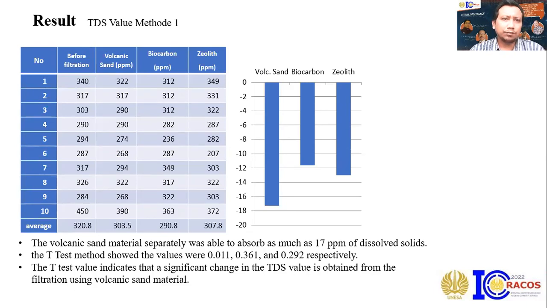The results of TDS value in method 1. The volcanic sand material separately was able to absorb as much as 17 ppm of dissolved solid. The t-test method showed the values of volcanic sand are significant, but for the others, biocarbon and zeolite, it is not significant. The t-test values indicate that a significant change in the TDS value is found in the filtration using volcanic sand materials. It is similar to the EC value in method 1.